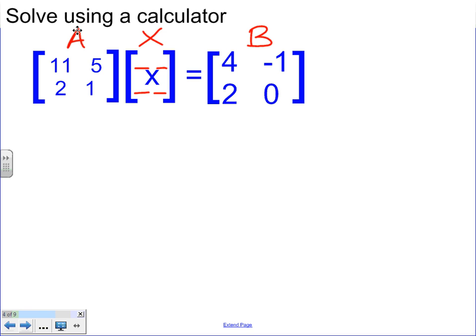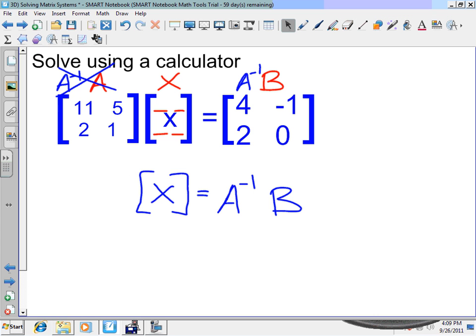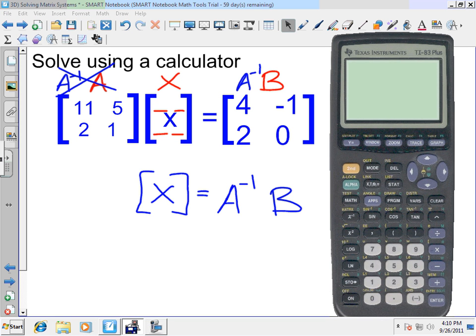So once again, instead of going through all the matrix steps, let's just multiply the first part by the inverse of A, the second part by the inverse of A. Those cancel each other out, and X, this matrix, is equal to the inverse of A times B. And again, today in our class, we learned how to use our calculator to figure out the inverse of A. So I'm now going to pull up my calculator, and we're going to enter the data and plug it into the calculator.